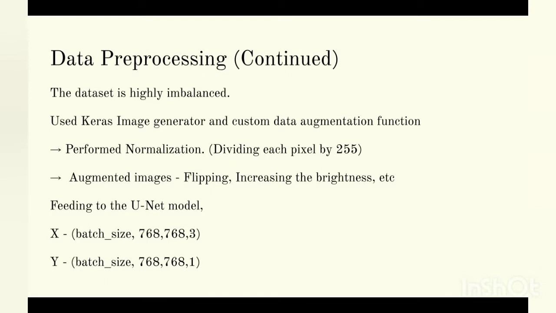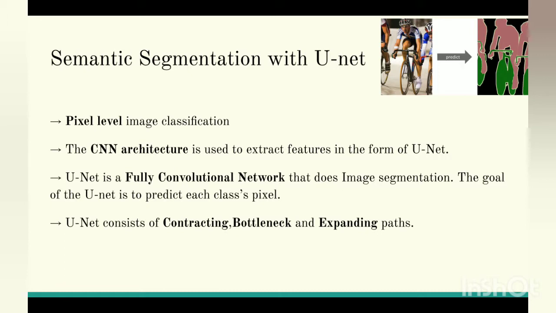We used Keras image generator and a custom data augmentation function, performing normalization by dividing each pixel by 255. We augmented images by flipping, increasing the brightness, and mirroring the images, because that's important for a UNet model to learn well. And that's the size that we feed into the UNet model. The input is 3 channels and the output is 1 channel, which means it's either black or white, because we are doing semantic segmentation with UNet.